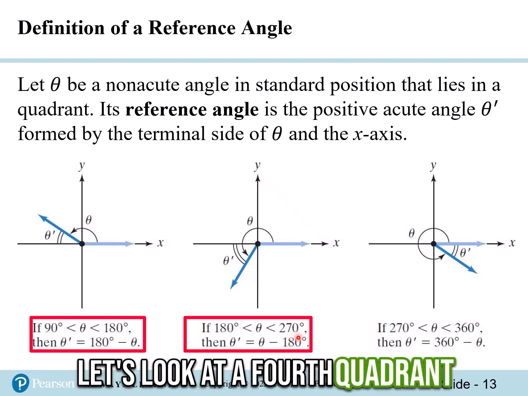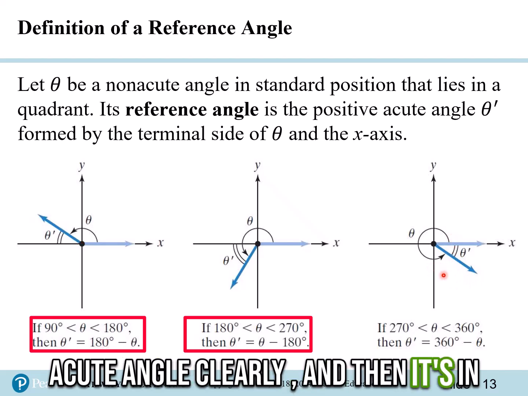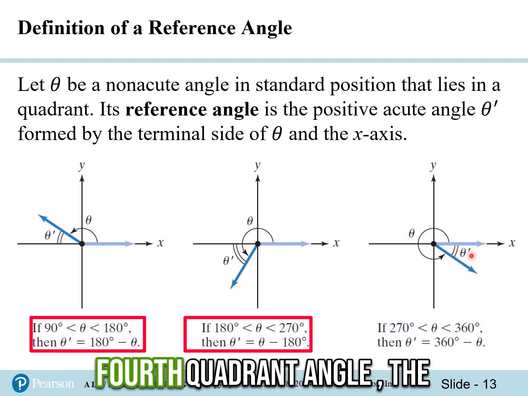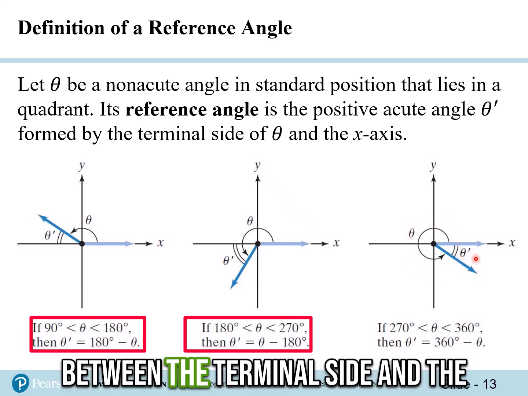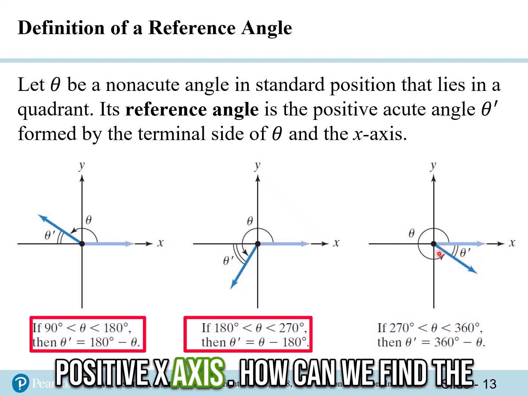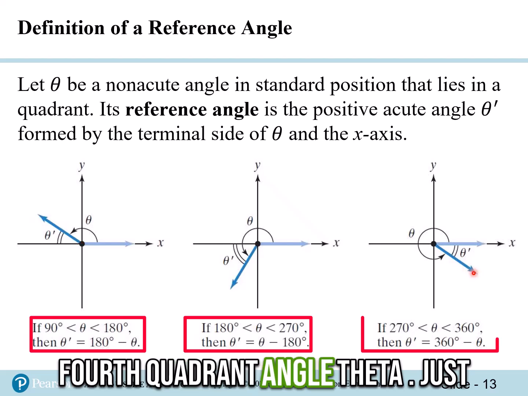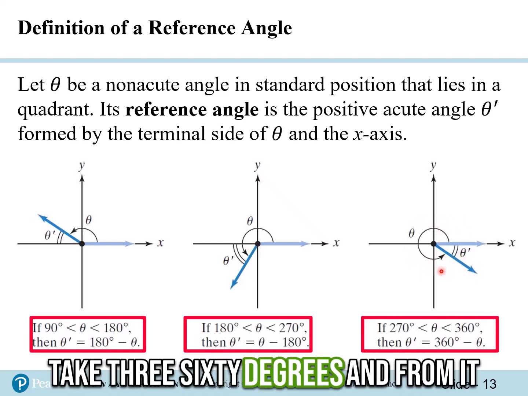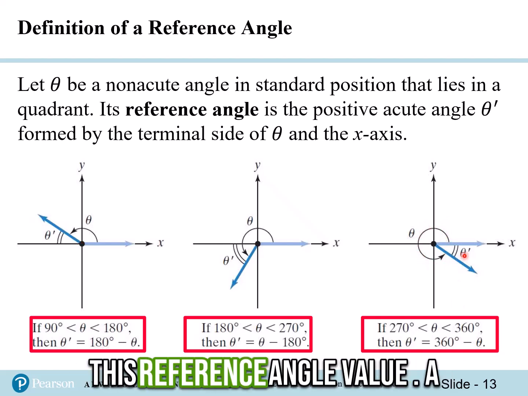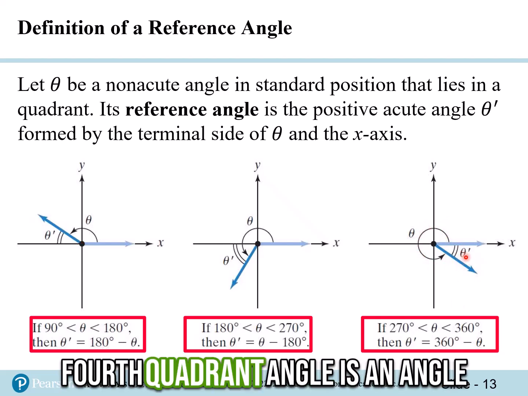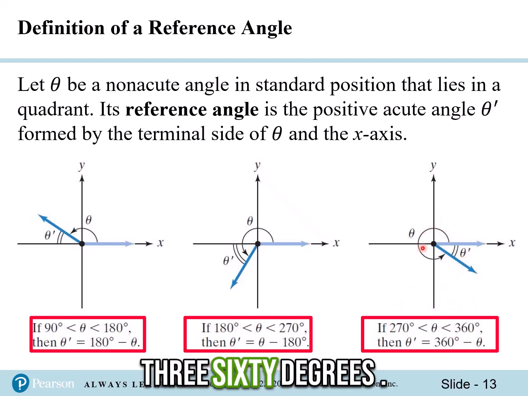Let's look at a fourth quadrant angle in the third picture. It is a non-acute angle, clearly, and it's in standard position. So for the fourth quadrant angle, the reference angle is this acute angle between the terminal side and the positive x-axis. How can we find the value of the reference angle for the fourth quadrant angle theta? Just take 360 degrees and from it you subtract theta, you will get this reference angle value. A fourth quadrant angle is an angle between 270 degrees and 360 degrees.